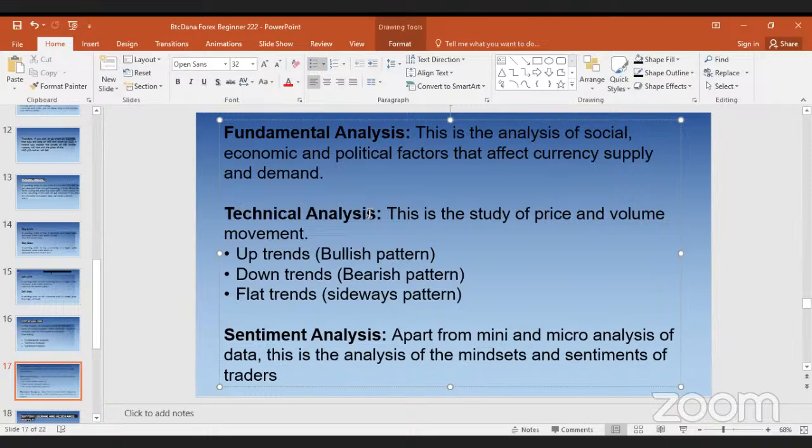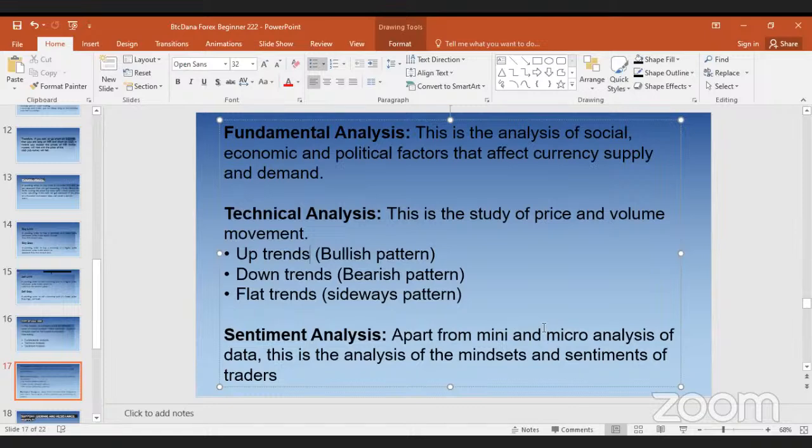Before you can make your technical analysis, you need a chart. Then we have the sentiment analysis. Now, this sentiment analysis deals more with sentiment, when somebody has a feeling about something. Let's say it deals a lot more with your mind.